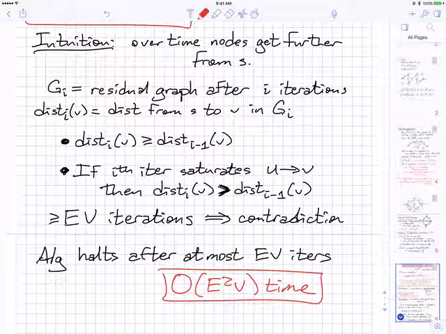Yeah? So what was the contradiction? The contradiction is some vertex has distance greater than V from the source. But that's impossible because every path in every graph has at most V minus 1 edges.